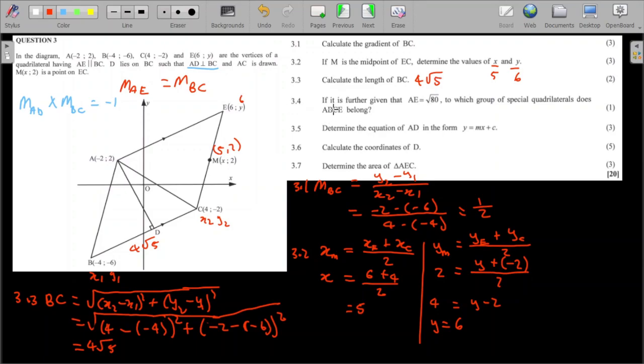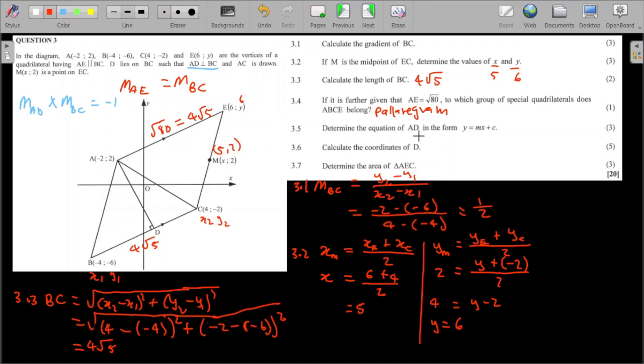Then 3.4, it is further given that AE is the square root of 80. The square root of 80 is the same as 4 square root of 5. That is very, very important. To which group of special quadrilaterals does this belong? It belongs in the parallelogram. Two opposite sides are equal.